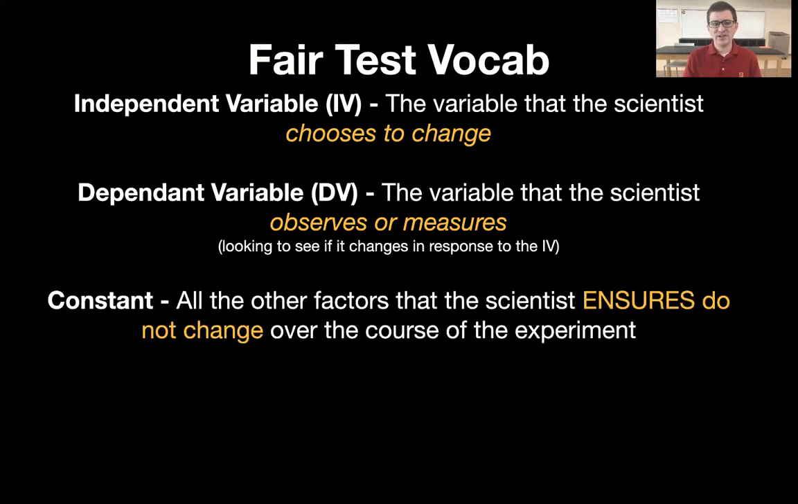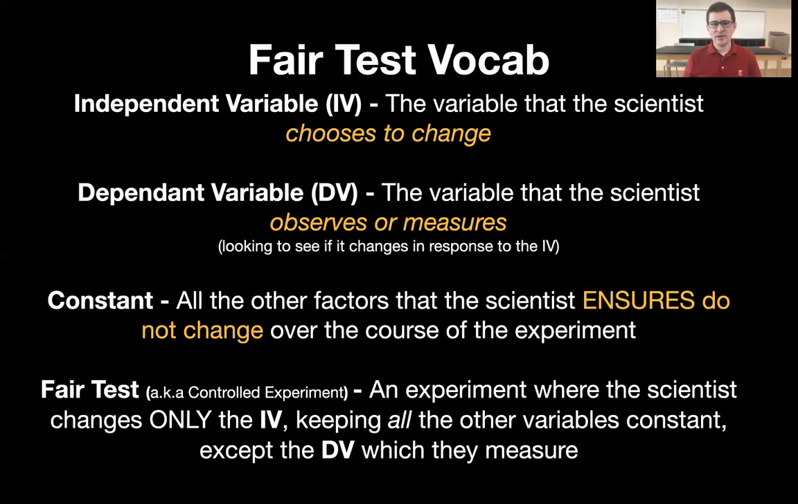And then another word is constant, which you might also hear called control. And that's all the other factors that the scientists make sure do not change from one trial of the experiment or one run of the experiment to the next run of the experiment. They have to be the same or constant for the entire experiment.